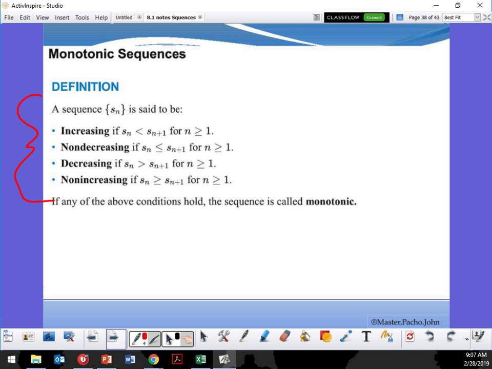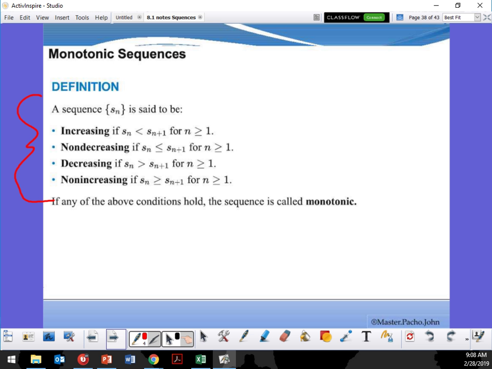So let's say, for instance, I had an S of n that is just 5. Every term would be 5. That's non-decreasing, right? Because it's equal to the previous term. Does that make sense? So it's constantly going to be 5. So I could say it's non-decreasing. I could also say it's non-increasing, but I haven't got to that point.